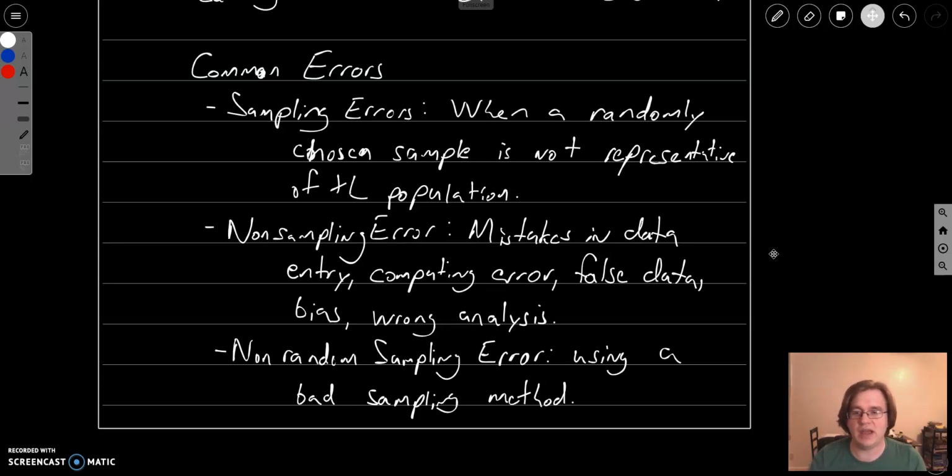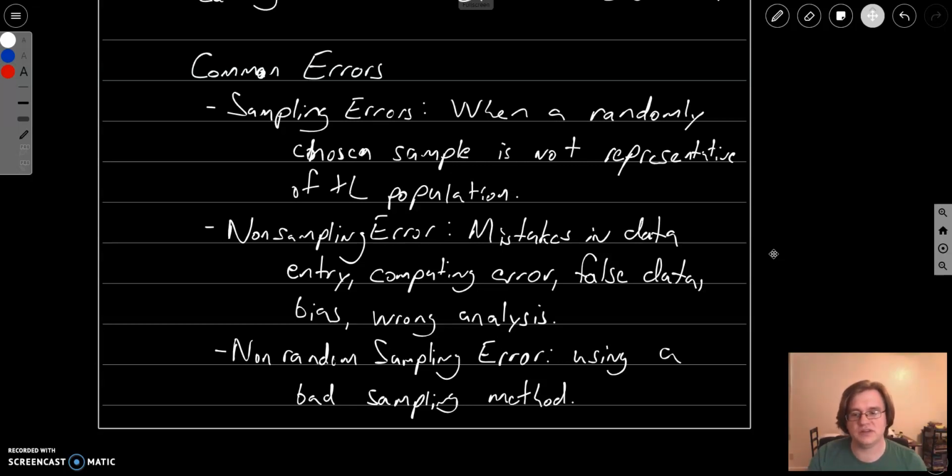A non-sampling error is an error that comes from something other than the subjects in the experiment. So it could be someone enters a number wrong, or you make some sort of computation in the wrong way. It could be that the people reporting the data lied to you. There could be some bias coming out somewhere. Non-sampling errors come from anything that's not just how you chose the sample.